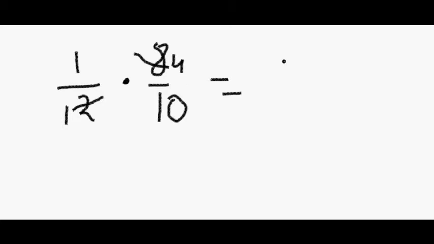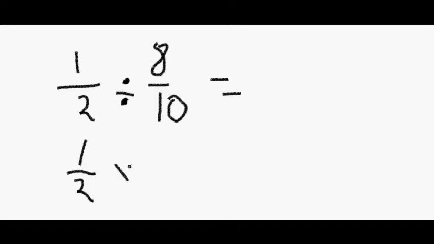Or you can skip all that and reduce in the very beginning, cross cancel. 2 goes into 2 once, 2 goes into 8 4 times. Then you can leave it at that, or you can reduce some more. 2 goes into 4 twice, and 2 goes into 10 5 times. And the answer is 2 over 5.